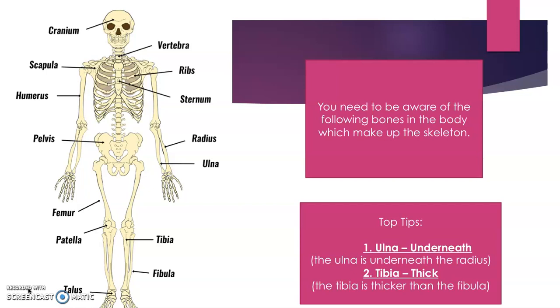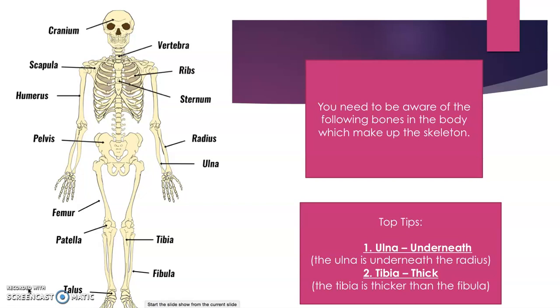In the upper bone of the arm, you have the humerus. In the lower half of the arm, so below the elbow, you have 2 bones. One is called the radius, one is called the ulna. If you can see the top tip, the ulna is underneath the radius. The 2 U's at the beginning should help you remember that.